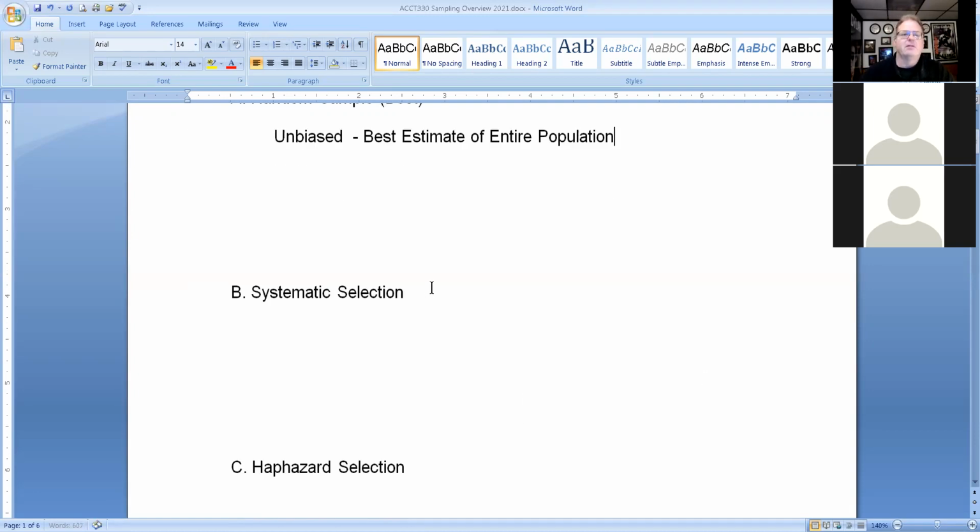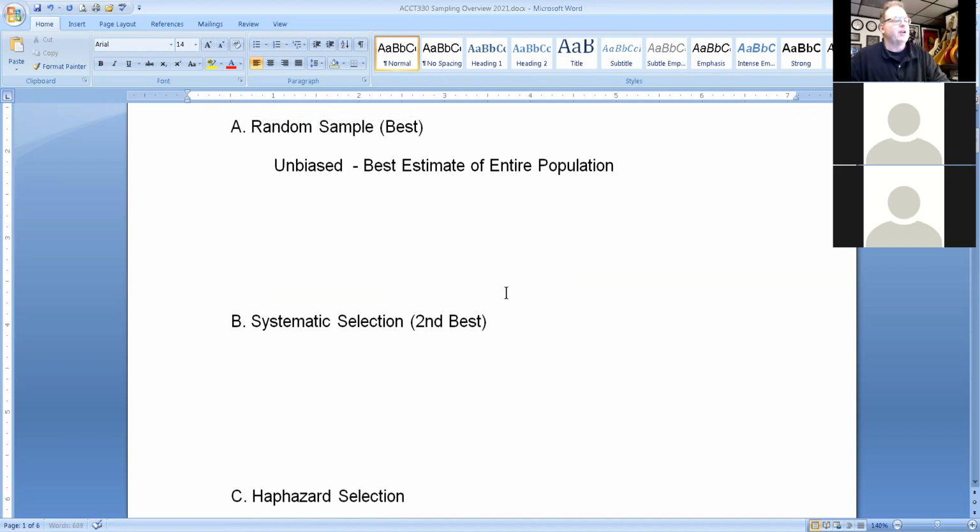The next best, second best, you got a camera that sits there, blocks my screen. Okay, is systematic selection, and that's when you pick every nth item.